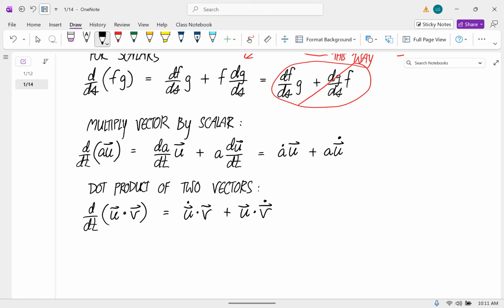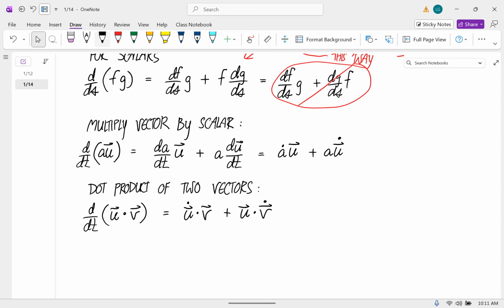Let's think about the dimensions, because in order to take the dot product between two vectors, they need to have the same length. They have to have the same number of components. So when you take the time derivative of this vector u, say that it has three components, then the time derivative also has three components, and you can compute this dot product. Then in the next term, when you take the time derivative of the vector v, it has three components, and you can take that dot product too.